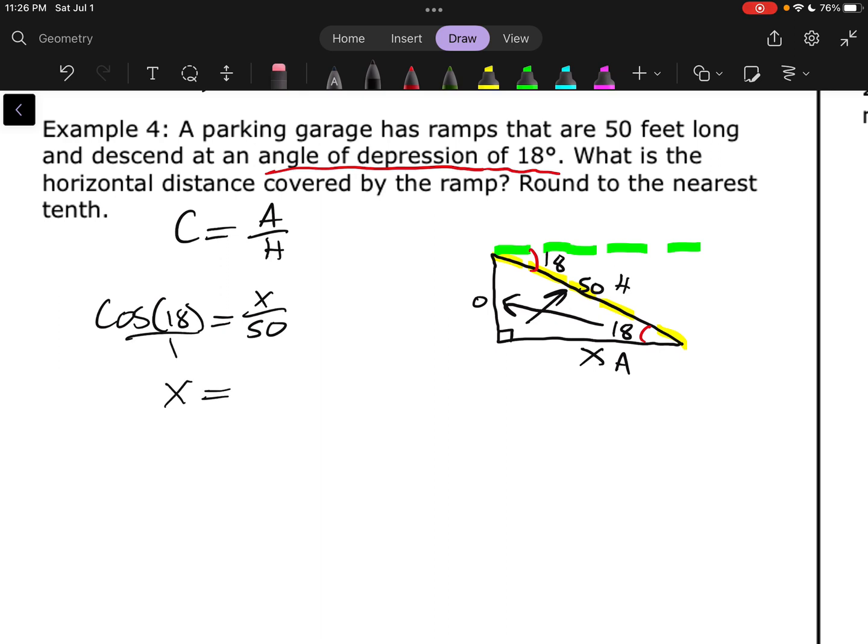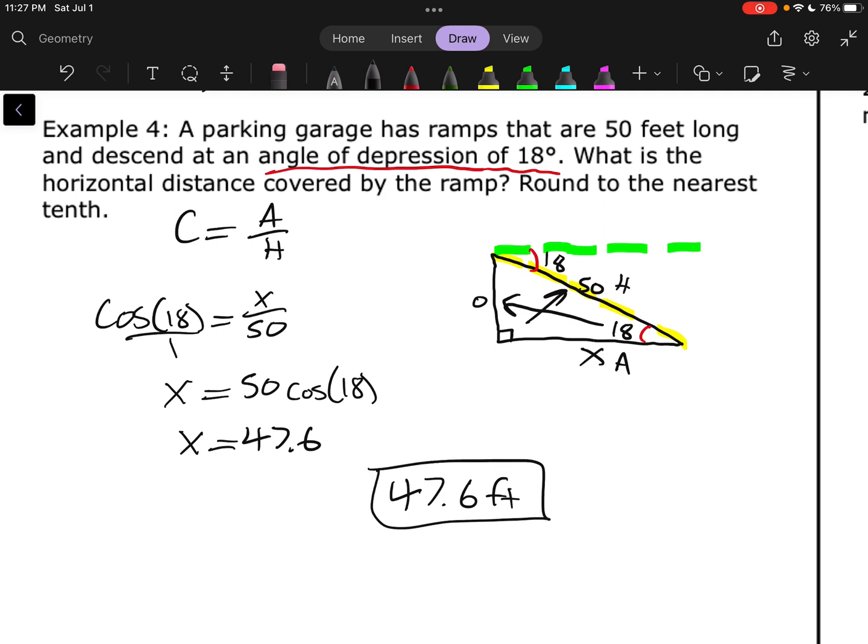When I cross multiply, x times 1 is x, and 50 times cosine of 18. That's what I need to type in here. So 50 times cosine of 18 is 47.6, because it says round to the nearest tenth. So this is 47.6 feet. And there we go.